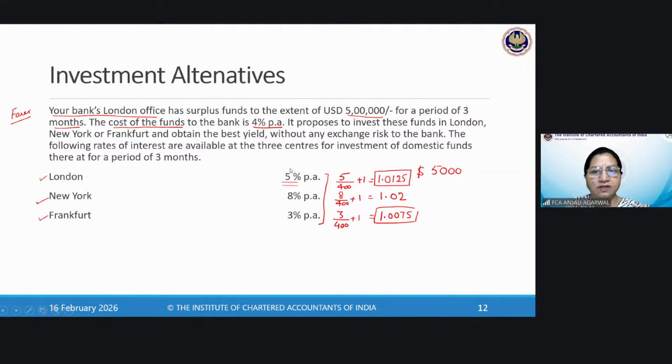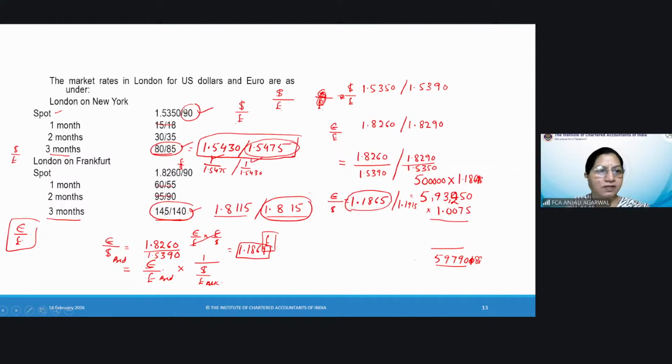Investment alternatives. So convert your US dollars into pounds for London and euro for Frankfurt. And in US, it will remain as it is. Pay the $505,000 in London by converting it into pounds. Here also, you will convert it into pounds. And whatever the inflow you have, again convert it into pounds here in New York and in Frankfurt. So these are the rates given. Remember, be careful that the swap rates for London and Frankfurt are decreasing. So you have to subtract to calculate the forward rates.